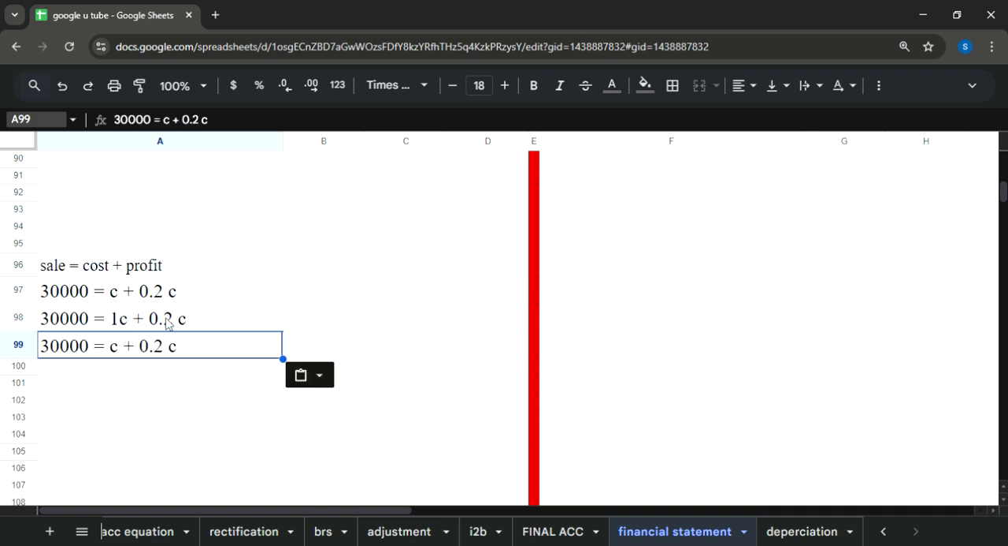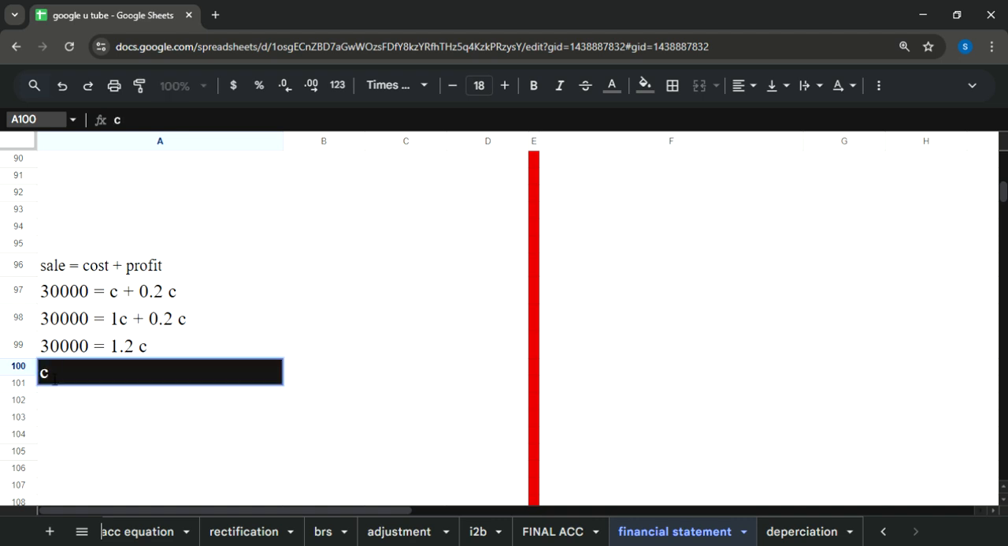What you will get? This would be 1.2C. Understood? 1C plus 0.2C. When you will add, you will get 1.2C. Now, next step, 1.2 is being multiplied over here. You want to take it to the other side. So what will happen? It would be divided. So C is equal to 30,000 divided by 1.2. We have sorted out.